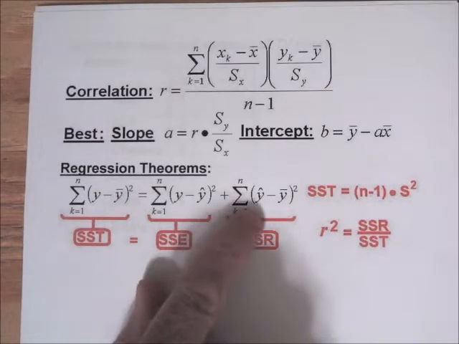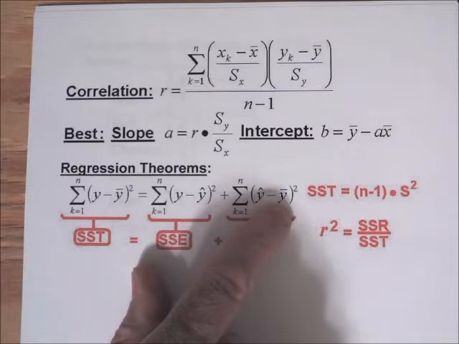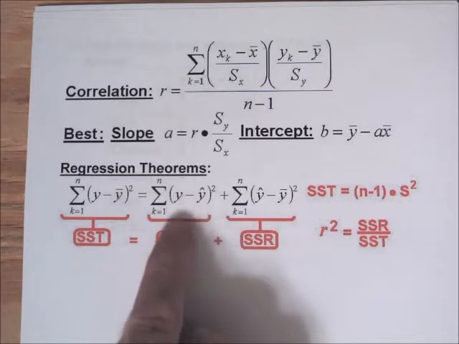The residual is the predicted value for y, that's y hat, minus the actual value for y. Actually, this is the residual here.